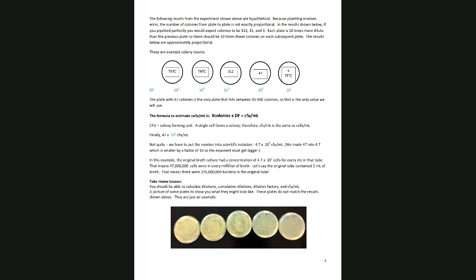Professor, say it again, please. Say your question again. So again, we're given this number. I'm asking you to estimate how many colonies would be on this plate based on this number. Each plate is 10 times more dilute than the plate that preceded it. So what would your estimate be for this plate? How many colonies?